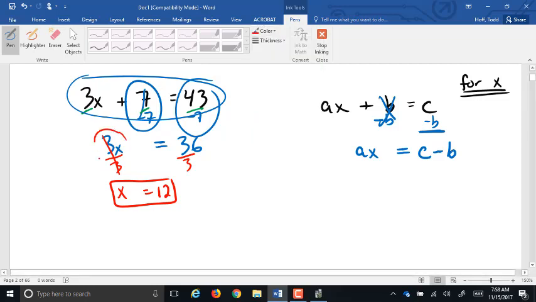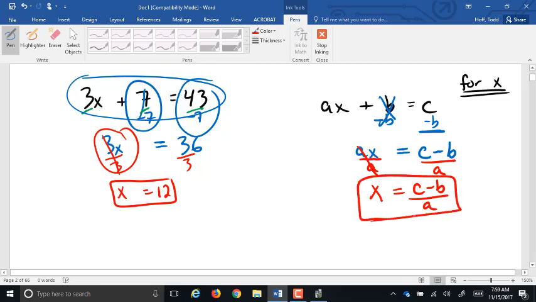Our next step over here was to divide by the 3 to get rid of the 3. Same thing here, we're going to get rid of the a by dividing by a. That leaves us with x. Over here, C minus B divided by A, we just leave it in fraction form as C minus B over A. And that's it.